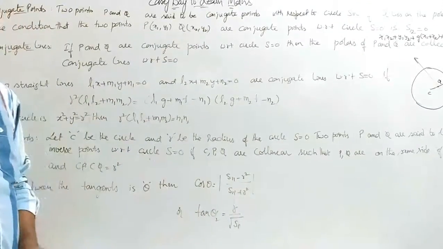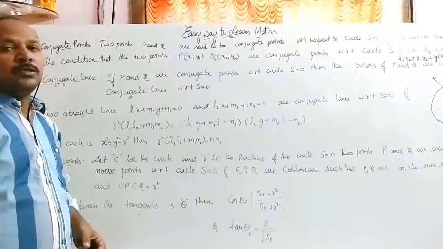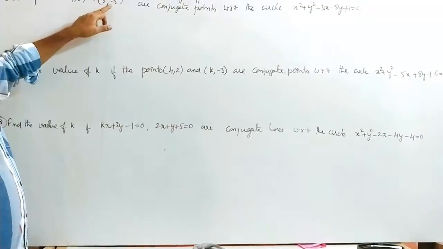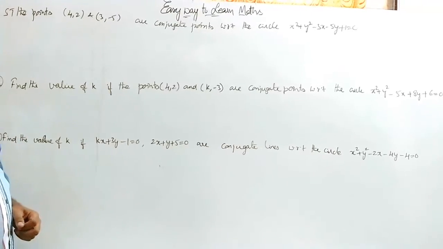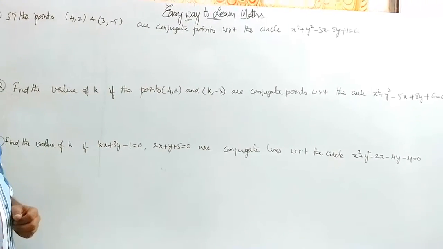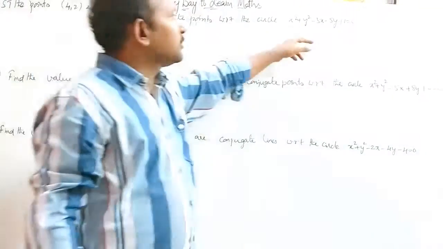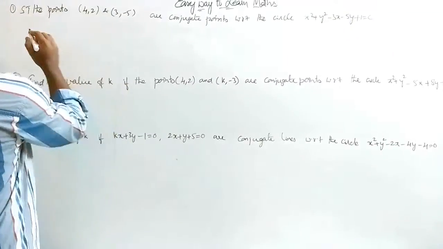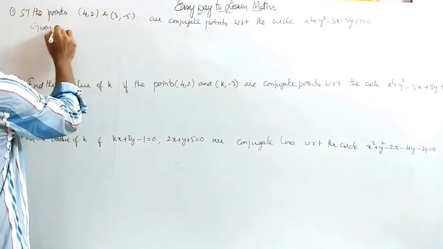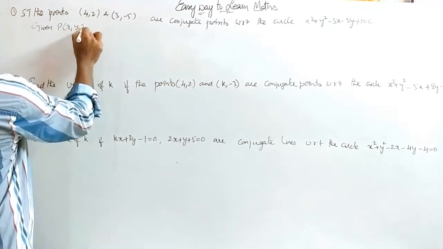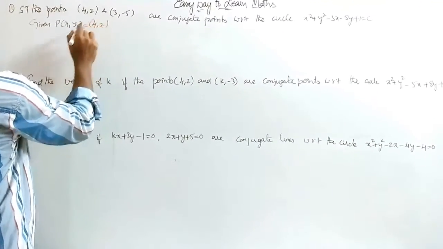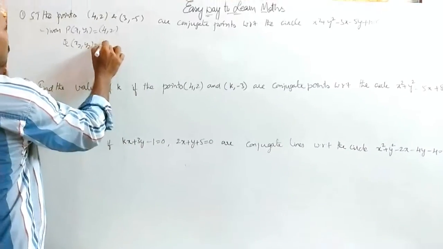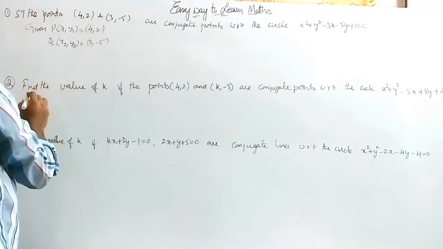Now let us discuss some problems relating to this synopsis. Show that (4, 2) and (3, minus 5) are conjugate points with respect to the circle x square plus y square minus 3x minus 5y plus 1 equal to 0. Given points, P (x1, y1) is equal to (4, 2), Q (x2, y2) is equal to (3, minus 5).